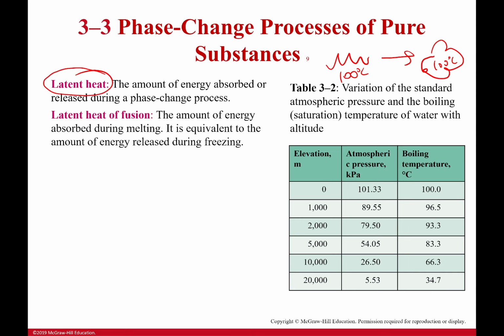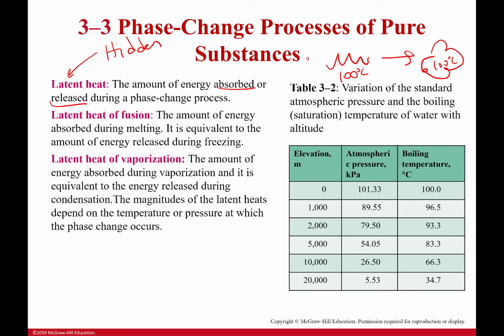So latent heat is simply the amount of energy that is absorbed or released during a phase change process. And that's why it's called hidden. Latent means hidden. And it's called hidden for a reason because you don't see it in a change in temperature. You don't see it in a change in pressure. You see it in a change in phase. Okay, so there's a couple of different ones of these. There's latent heat of fusion and latent heat of vaporization. Fusion is when I'm melting.